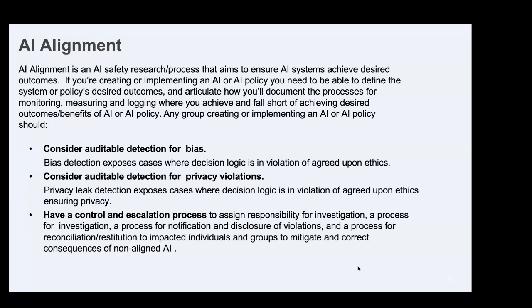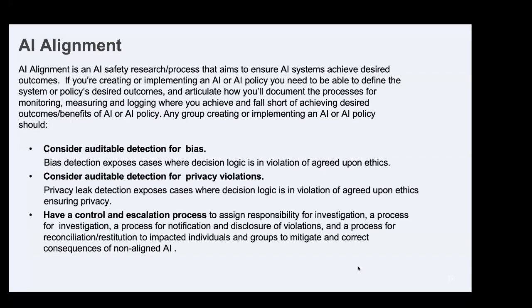Are you violating your policy? How often and in what context? And any group creating or implementing an AI policy might do these things to get aligned AI for their project or org. Consider auditable detection for bias. We described that in the slide before. So you can expose cases where your decision logic is in violation of your agreed upon ethics. You'll notice that you have to agree upon it first before you can find it.